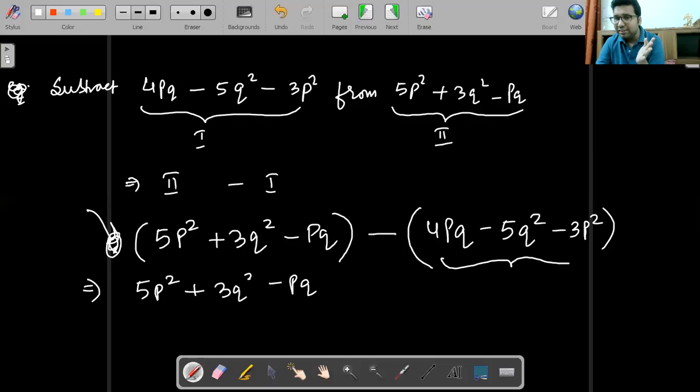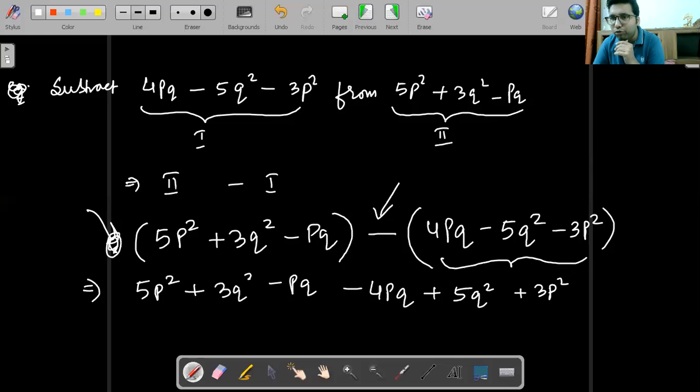But when this kingdom opens the gate, they will find a negative outside. This negative will change everything in them, and those who were positive will become negative, those who were negative will become positive. Good people will become bad, bad people will become good if there is a negative outside. Kritika, don't worry. Minus 4pq plus 5q square plus 3p square.